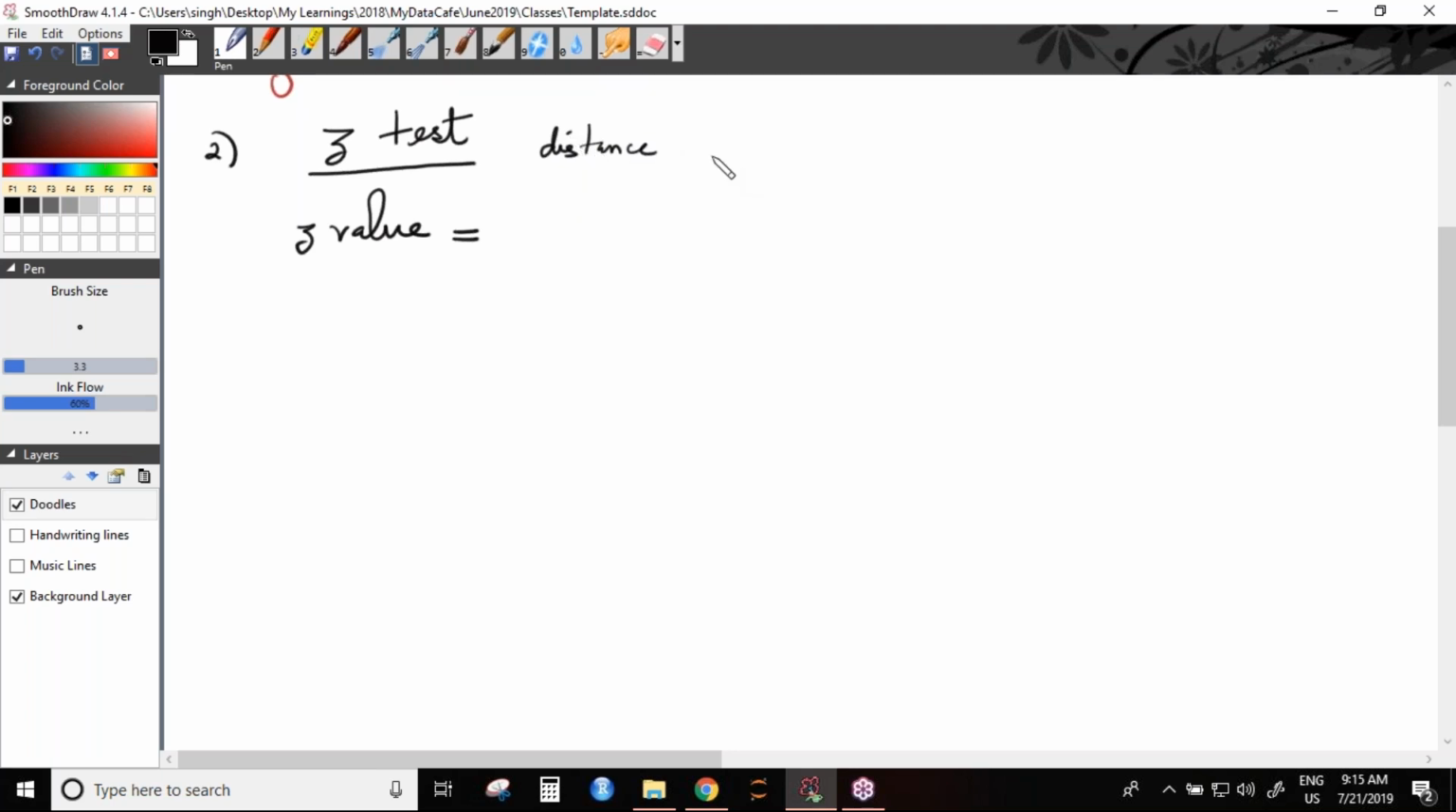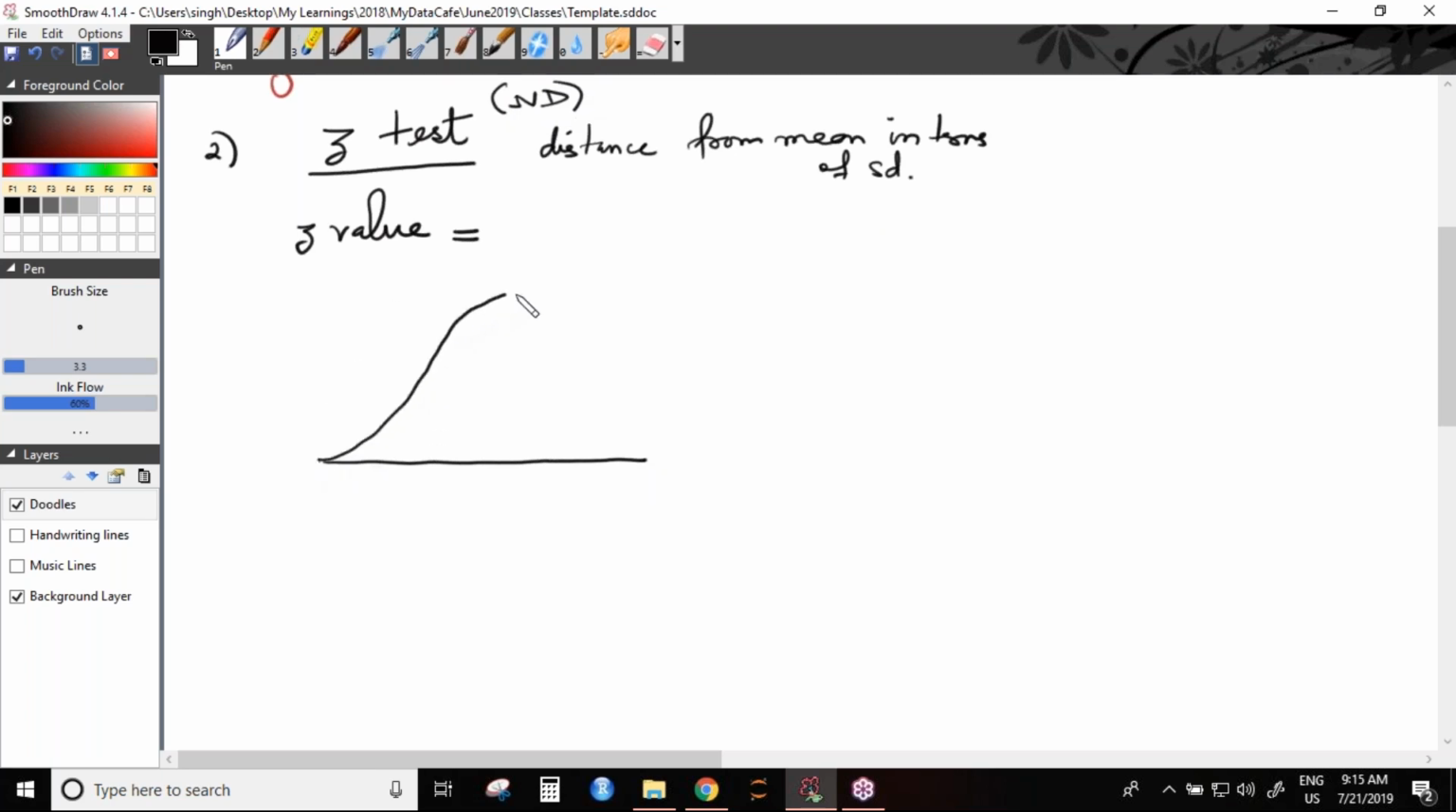Okay, that definition, distance from mean in terms of standard deviation. Okay, so that means, and this only applies for a normal distribution. So let's say we have this normal distribution. Yes, Satish, that is correct. Okay, this is a normal distribution. We know that the average lies somewhere here. So this is my mu.